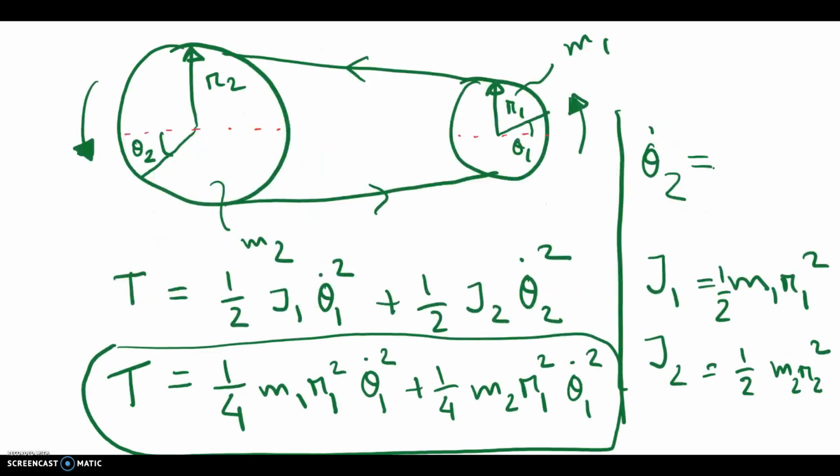Another example is two pulleys of radius r1 and r2. They are rotating at angles theta 1 and theta 2, and they're connected through a belt. So their rotational kinetic energy would be half J1 theta 1 dot squared plus half J2 theta 2 dot squared. Now we can write theta 2 dot as the ratio of r1 and r2 times theta 1 dot. We know the mass moment of inertia for pulleys, so we can write it here. Let's replace these values into this equation, and then we'll get this kind of form.